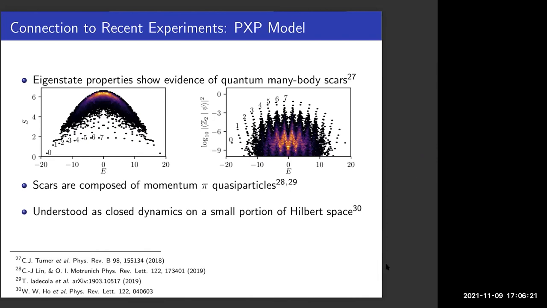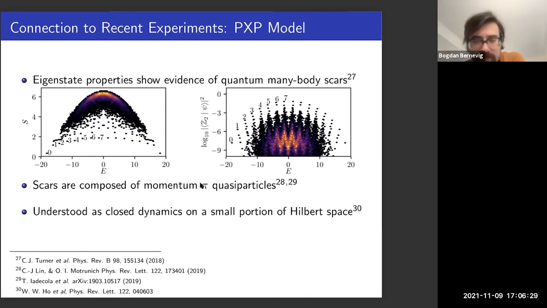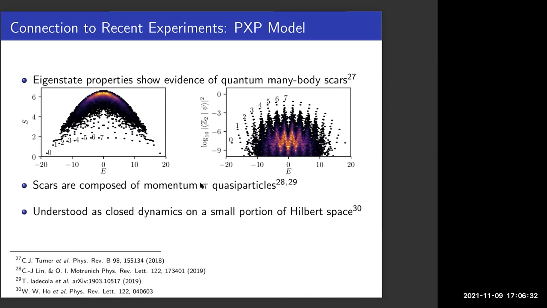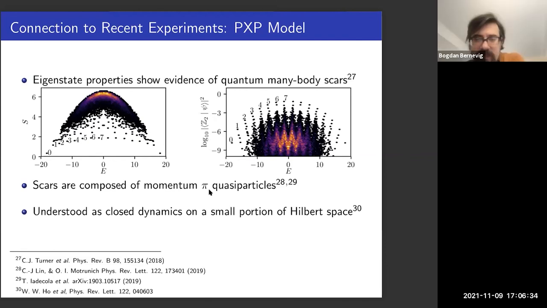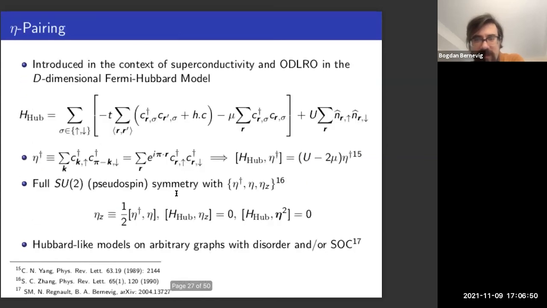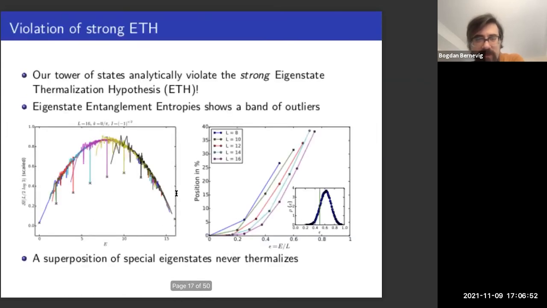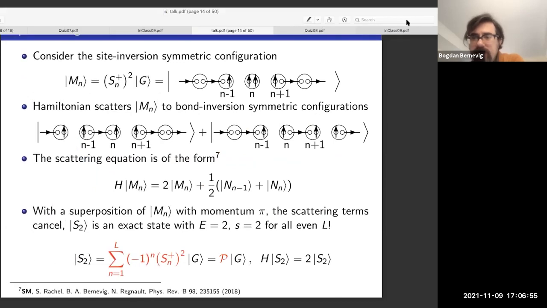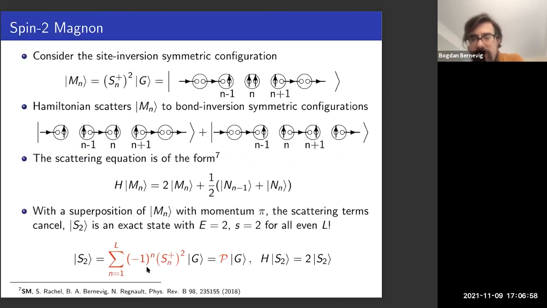Let me ask some questions because probably I didn't fully get the talk. What are these scars in the continuum limit? Yeah, so they're basically spin 2 momentum pi magnons. That's the first state. Let's not talk about lattice, but you can still build a spin. So it's a spin 2 momentum pi magnon.